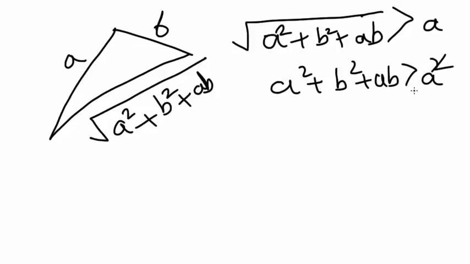Now I just cancel A square, same on both sides. I'm left with B square plus AB is greater than 0, which is true. What that means is that this is also true. So indeed this is greater than A, and we can argue the same thing about B. So basically that means that this is the greatest side.